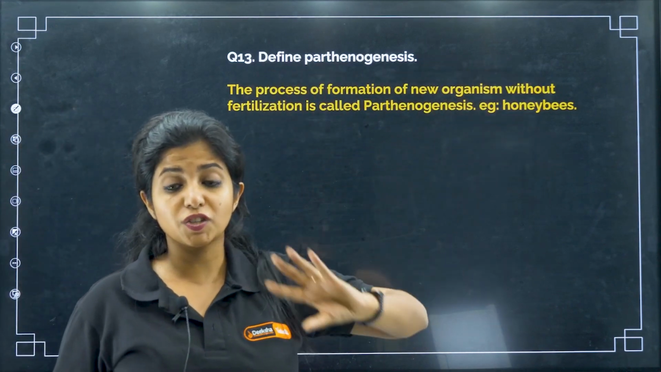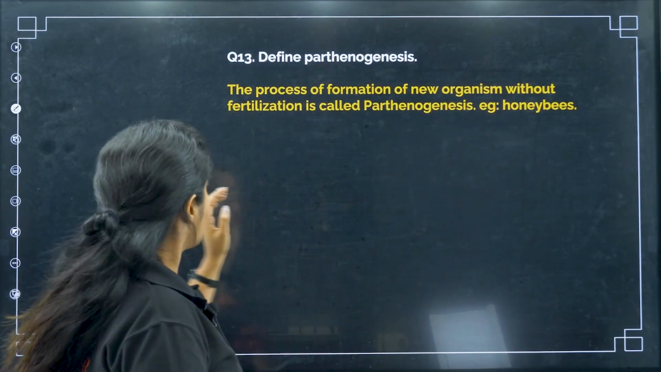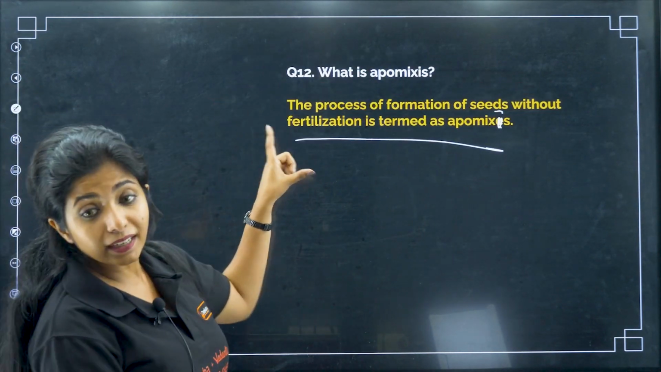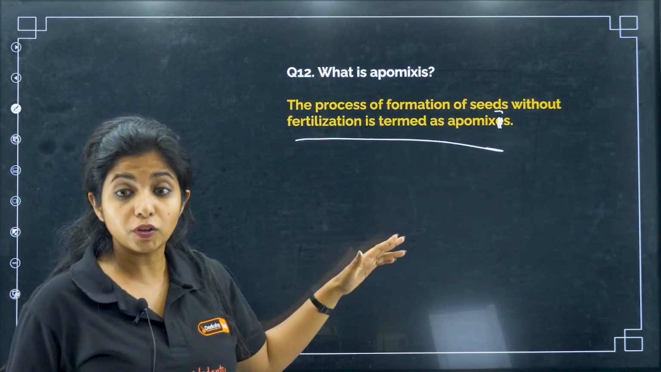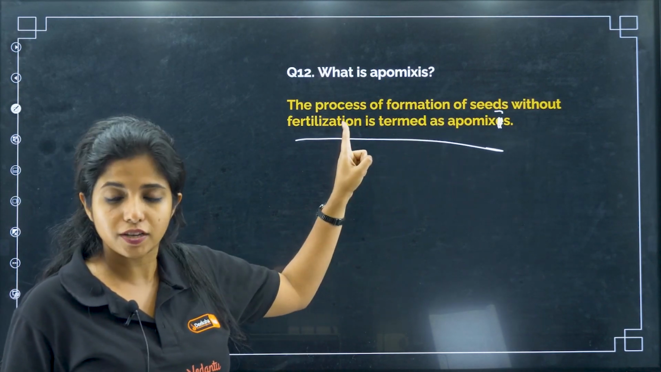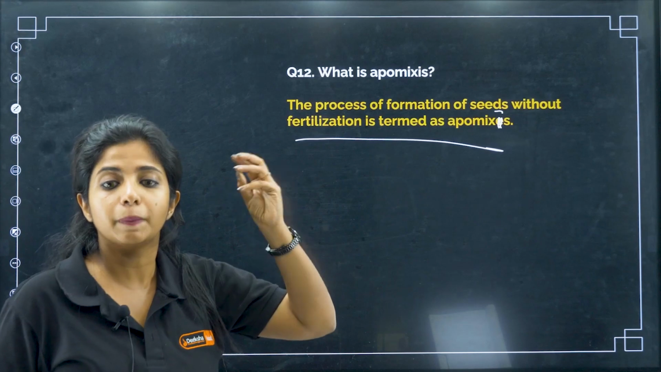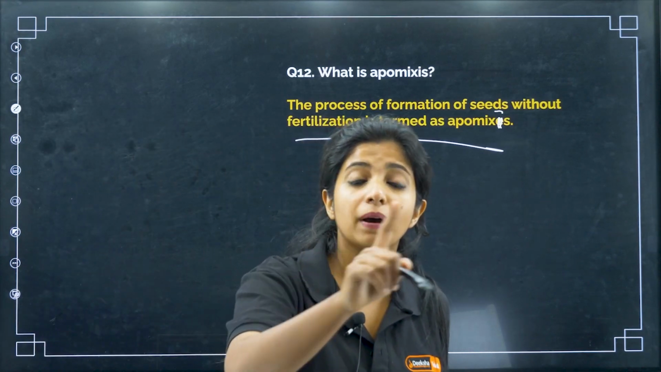Define parthenogenesis. Parthenogenesis is different from parthenocarpy. What do you mean by parthenocarpy, my dear children? Parthenocarpy, apomixis, if you go ahead, here it is the formation of seed without fertilization. Formation of fruit without fertilization is parthenocarpy. You can actually see it in banana as well.